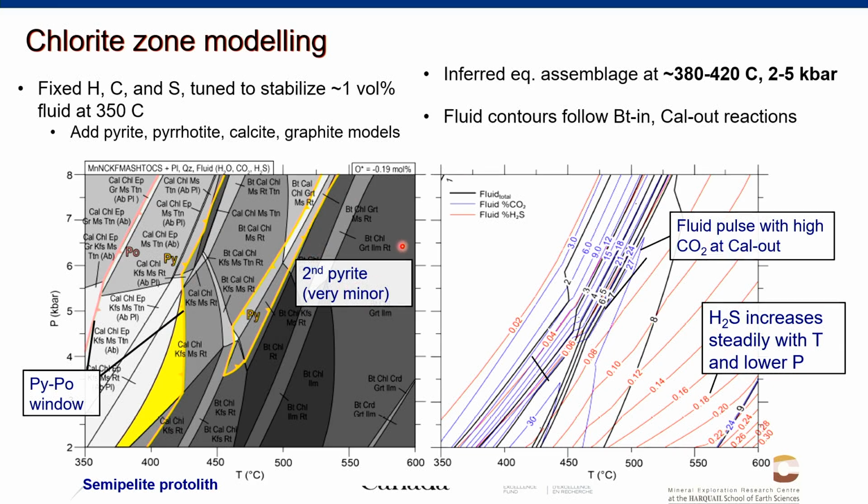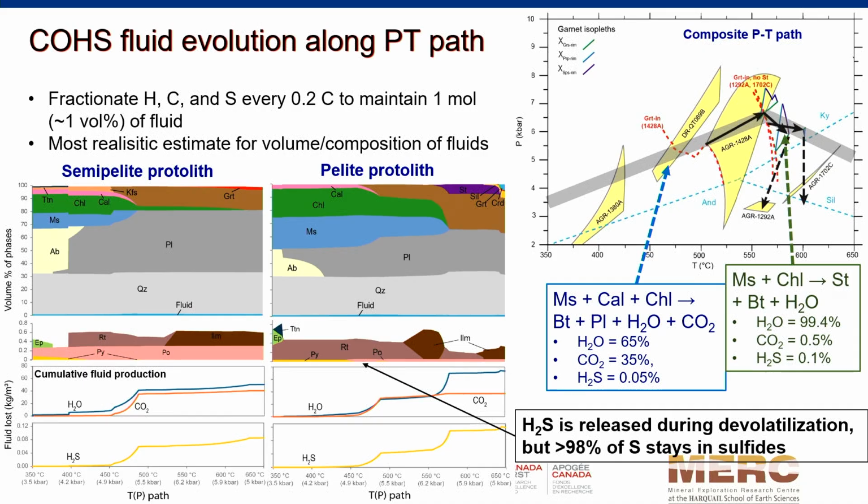For the chlorite zone, we're inferring an equilibrium assemblage at about 400 degrees C, 2.5 kilobars. You can't really be more precise than that because you don't have any other controls like isopleths to work with. But the important thing is that the main fluid pulse is at calcite out, so you can see that it follows that calcite isoline. Then you get H2S, which is basically the sulfur in the fluid, and you can see that it increases steadily with T and lower P. So you're not actually getting a sulfur pulse during this pyrite to pyrrhotite transition. And I'll explain why in a bit.